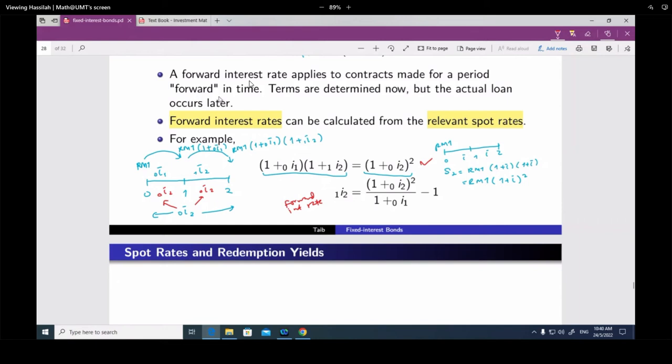Okay, see, contract made for a period forward in time. Terms determined now. Actual loan occurs later. Actual loan occurs at time 1. Payable at time 2. Tapi terms dibuat sekarang. Terms tu dibuat pada masa kosong. Kita tentukan pada masa sekarang kosong. Tapi kita tak pinjam lagi duit tu. Kita akan pinjam tahun depan. Lepas tu tahun satu lagi baru bayar. Okay, so rate itu disebut sebagai forward interest rate.